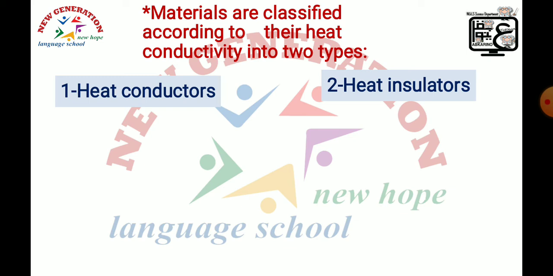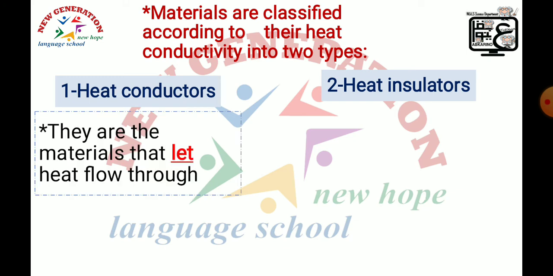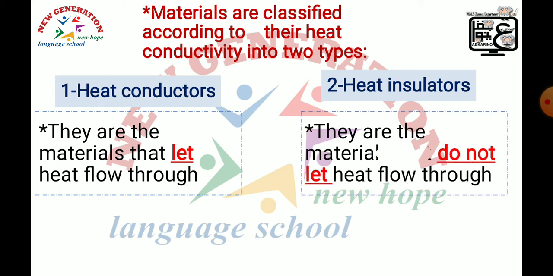So what is the difference between heat conductors and heat insulators? First, heat conductors, they are the materials that let heat flow through. Again, they are the materials that let heat flow through. Amazing. And heat insulators, they are the materials that do not let heat flow through. Again, they are the materials that do not let the heat flow through.